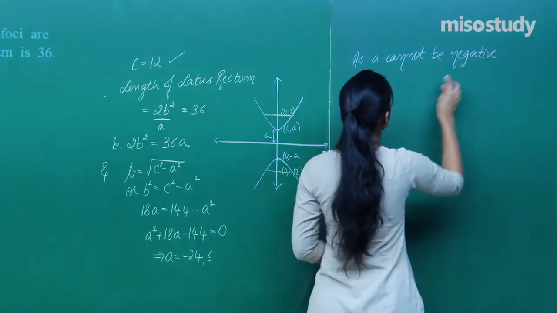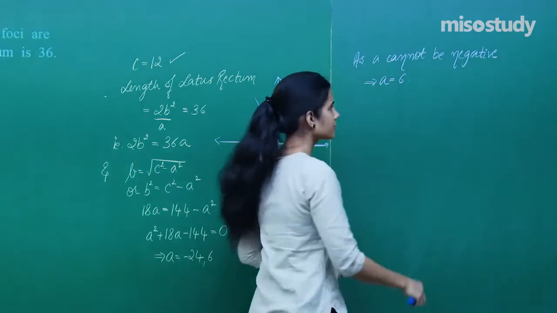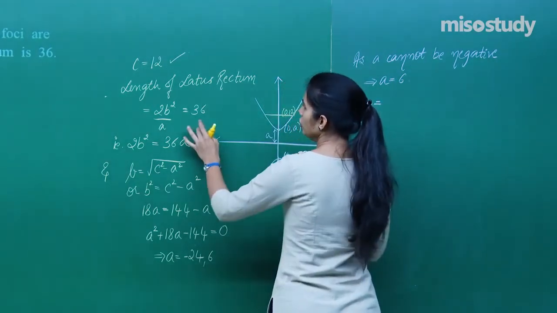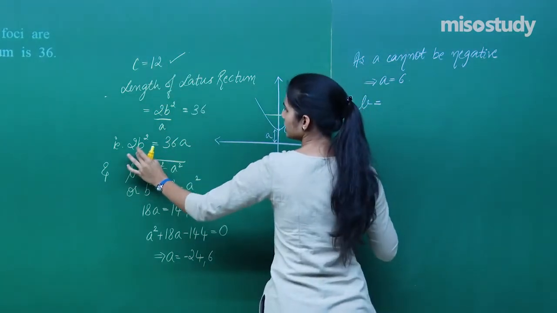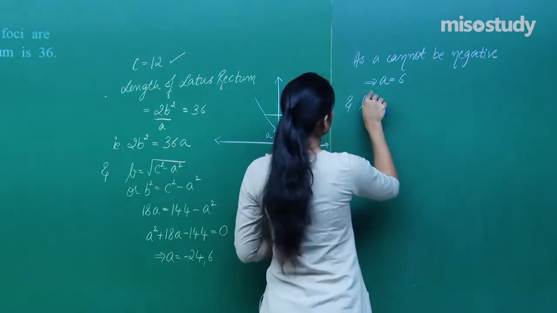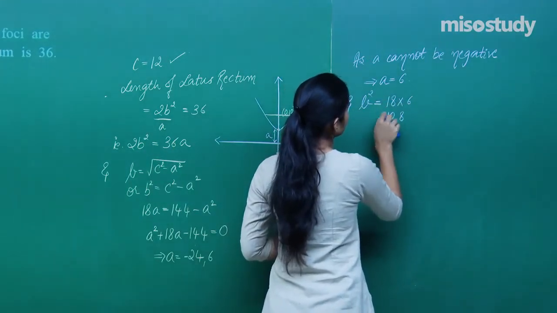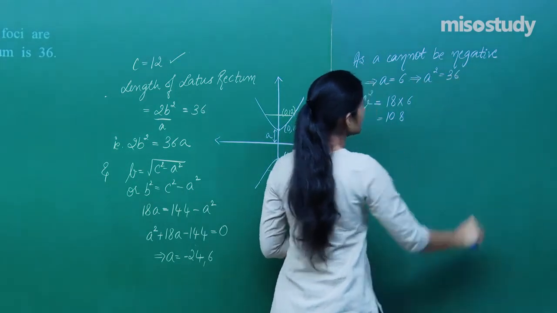Therefore, a is not equal to minus 24 and a is equal to 6. B is what? What is my C? C first of all is 12 and B is what? B square is given to be 18a, so it is 18 into 6, that is 108, a square is 36.